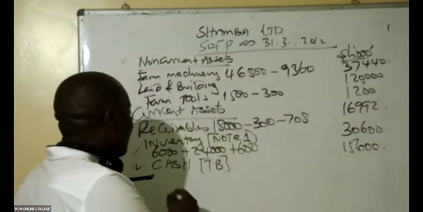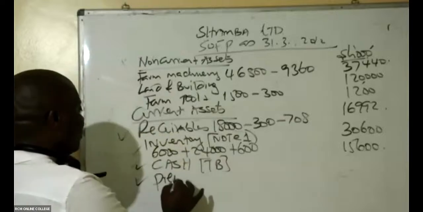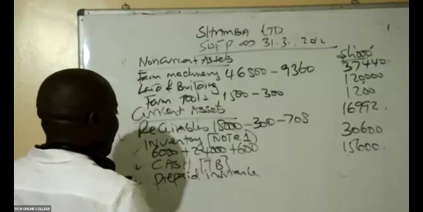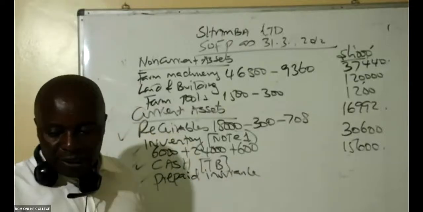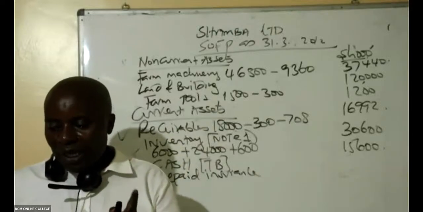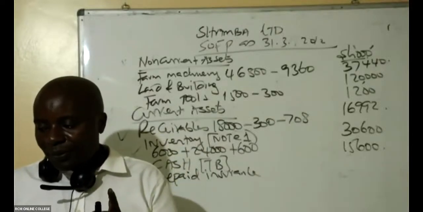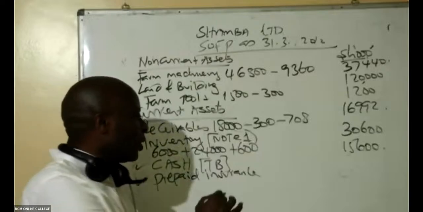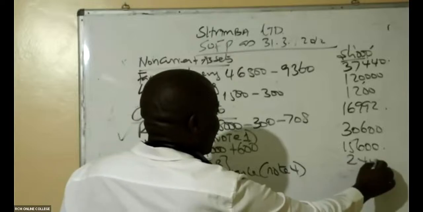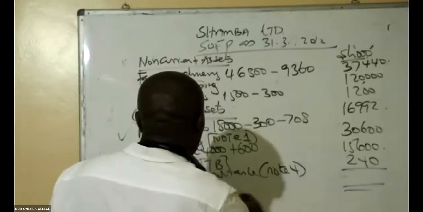So we have here the prepaid insurance, the prepayments. Is there somebody who is able to remember what the prepaid insurance, the prepayment of insurance premiums, is here? Are you able to remember that amount? Prepaid insurance. If I were you, I would put even the note. This was note 4, if you remember. So 240.